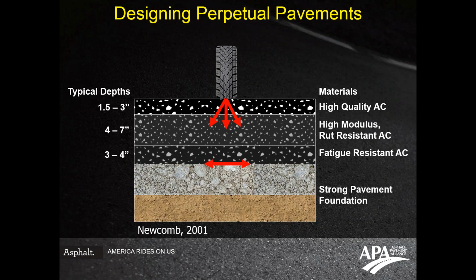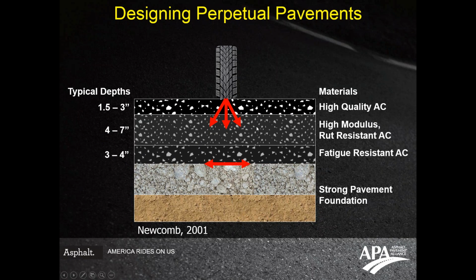In there, Dave Newcomb put together a figure that has been shown countless times since then to give you a general idea of what a perpetual pavement looks like. On the left-hand side, you can see typical depths of pavement layers, anywhere from about 8.5 inches thick to maybe 10 to 14 inches thick of total asphalt concrete.